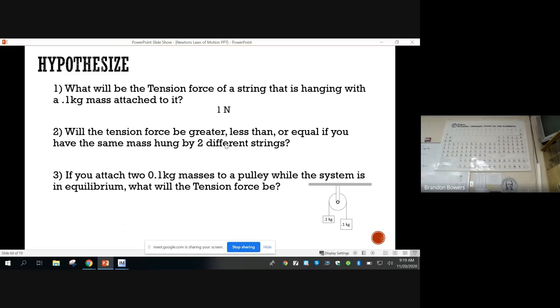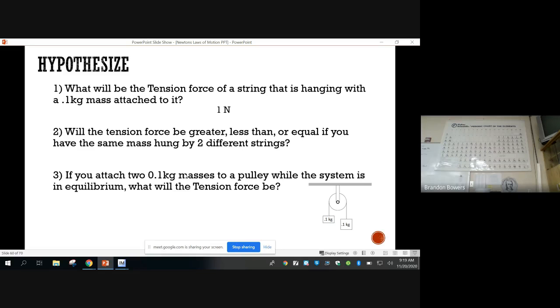So will the tension force be greater than, less than, or equal to if you have the same mass but hung with 2 strings? It'll be less, right? Because the tension will have both. So this will be half the tension. That will have half the tension. Okay.